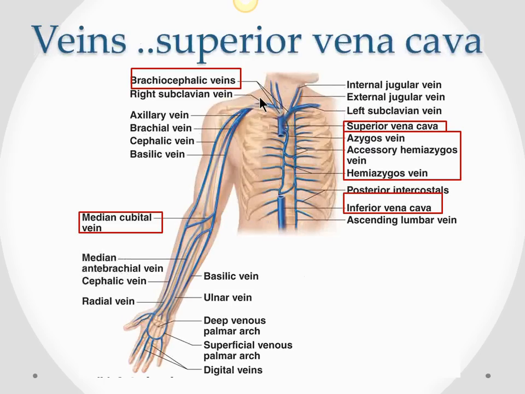And here we can see the right brachiocephalic and left brachiocephalic. These two brachiocephalics join to form the superior vena cava. And here let's follow it from the palm. So here you have these digital veins. There's a venous arch also. Then we have radial and ulnar. And we have some superficial veins which we can see. If you look at your forearm, you can see some superficial veins.